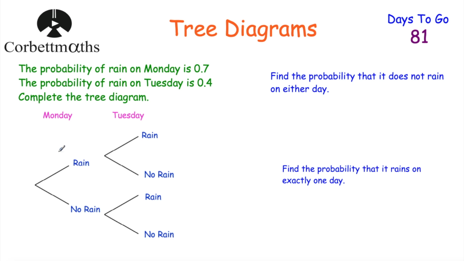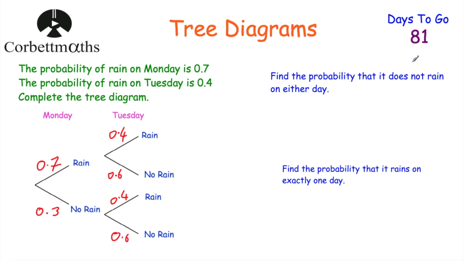So the probability of rain on Monday is 0.7. So that means the probability of no rain would be 0.3. Then we've got Tuesday. The probability of rain on Tuesday is 0.4. So the probability of no rain on Tuesday would be 0.6. The probability of rain on Tuesday would be 0.4, and the probability of no rain on Tuesday would be 0.6. So fantastic, we've completed the tree diagram.